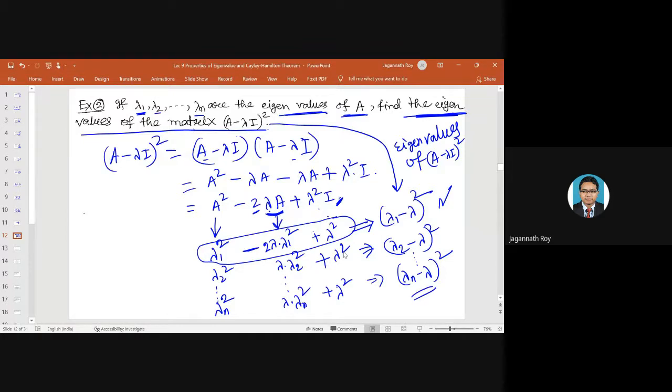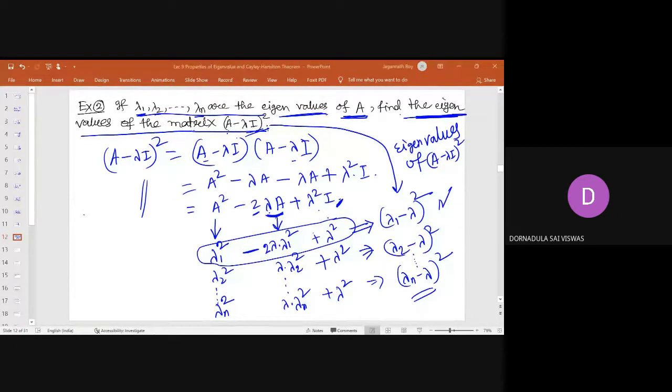So that's how we can find out the eigenvalues of this matrix, given these eigenvalues of the particular matrix. Our task is to find out the eigenvalues of this matrix, so we can just use some arithmetic formula or just matrix algebra.